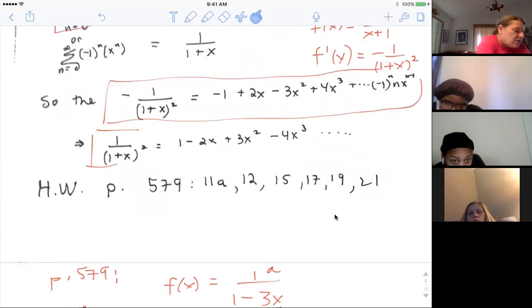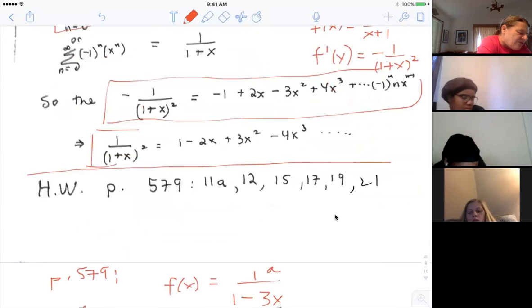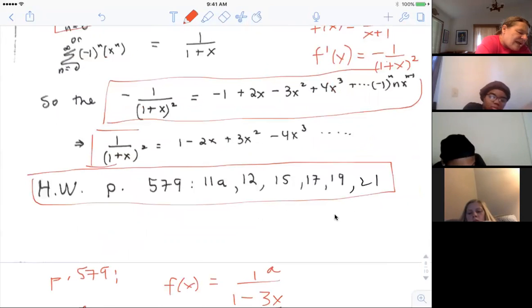This is the homework. I've added one that was not on that page, that I did not have on the original assignment sheet. I added 21, guys. So I think 21 is a good one to look at.